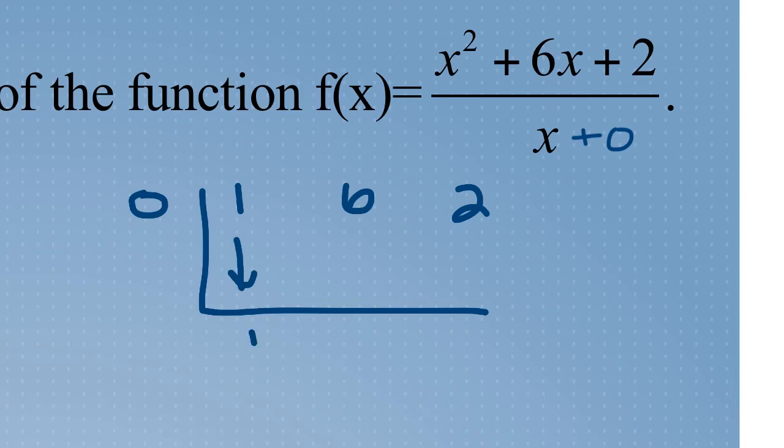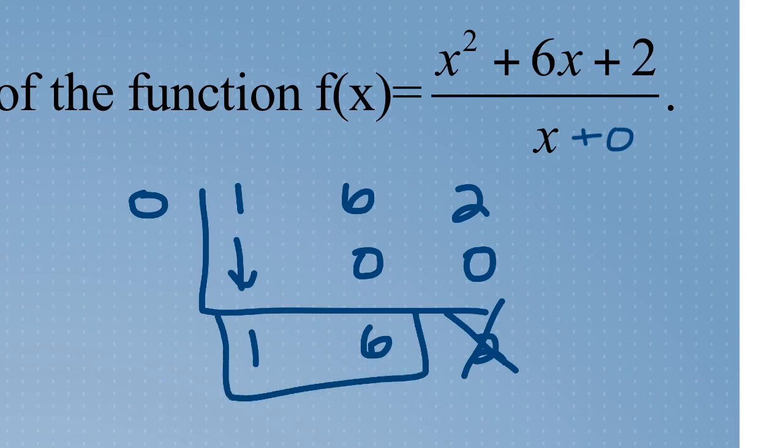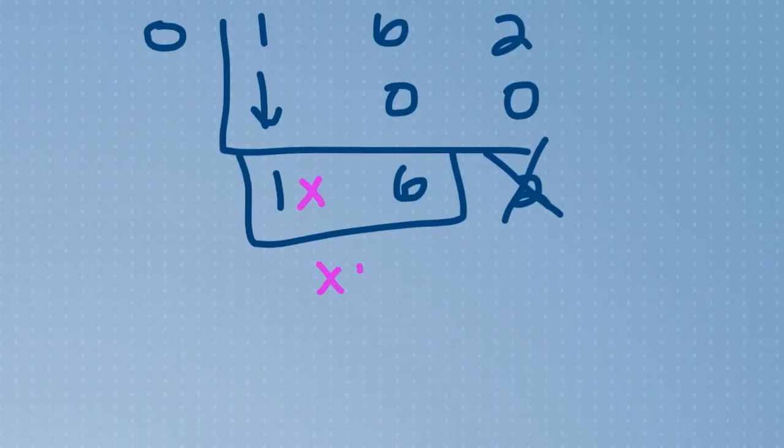Bring down the 1. Multiply 0 times 1. Put it in the next column. Add it. Multiply 0 times 6. Put it in the next column. Add it. This does not even matter. What's important is what's here. The first term gets your x. The second term's your constant. So typically the last factor would be this, and for slant asymptote, we just say y equals that.